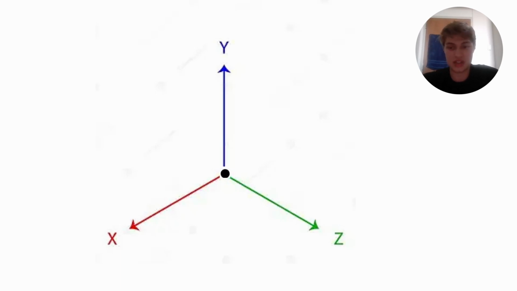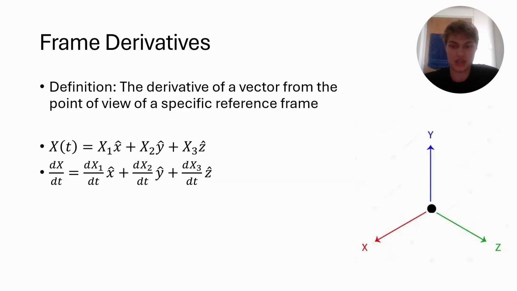Now this carries us into frame derivatives, and a frame derivative is the derivative of a vector from the point of view of a specific reference frame. So for example, if we say x can be defined within the xyz plane, x of t is going to be equal to x1 in the x direction plus x2 in the y direction plus x3 in the z direction. And if we want to take the derivative of position, dx over dt, you would just take the derivative of each individual part, and that would be your answer.